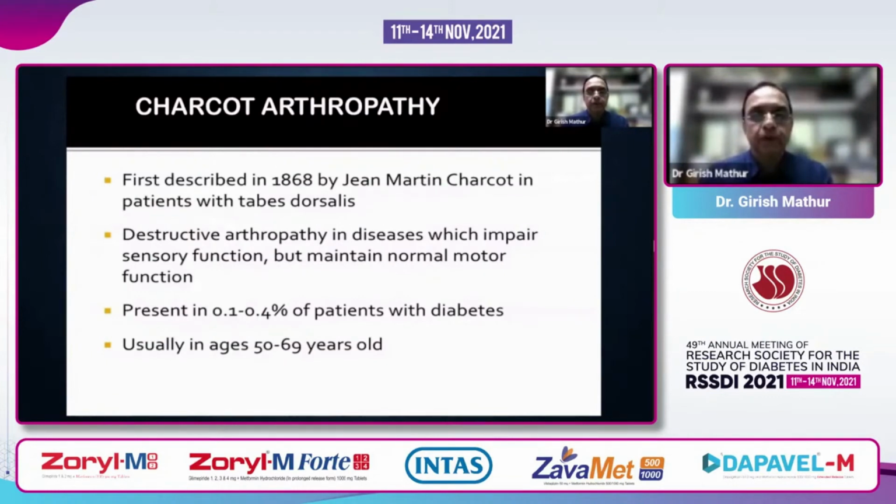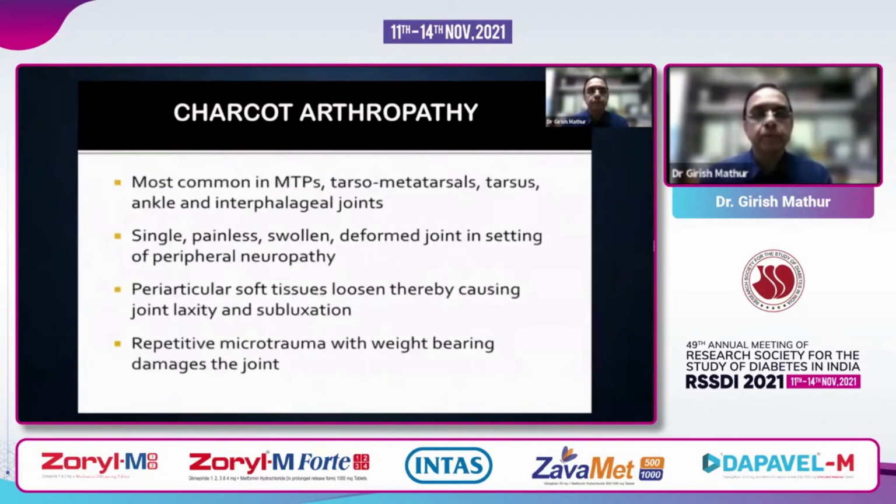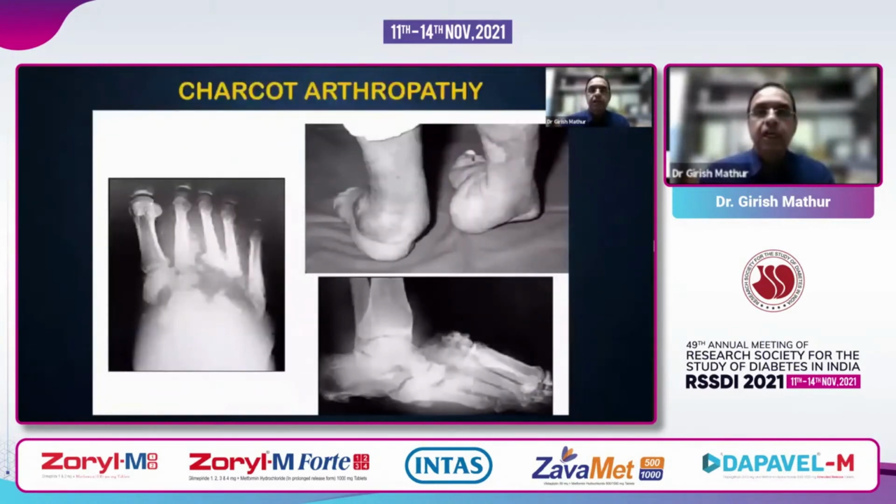It is present in 0.1 to 0.4% of patients with diabetes, usually in the 50 to 69 years age group. It is most common in metatarsophalangeal joints, tarsometatarsal joints, tarsus, ankle, and interphalangeal joints. There is a single painless swollen deformed joint in the setting of peripheral neuropathy. There is periarticular soft tissue loosening, thereby causing joint laxity and subluxation. This is a Charcot joint.